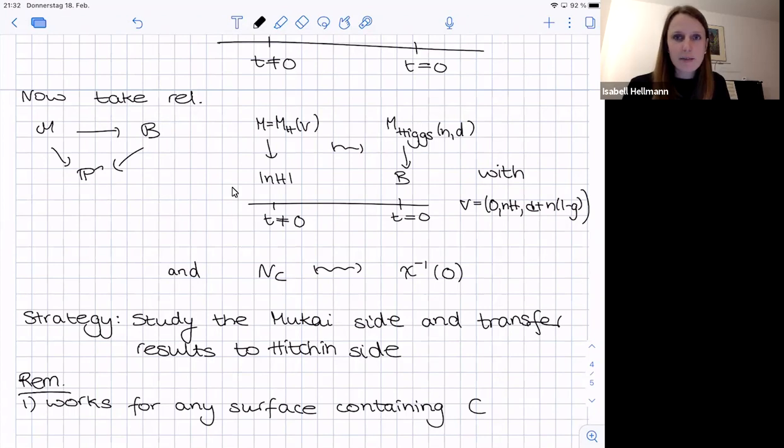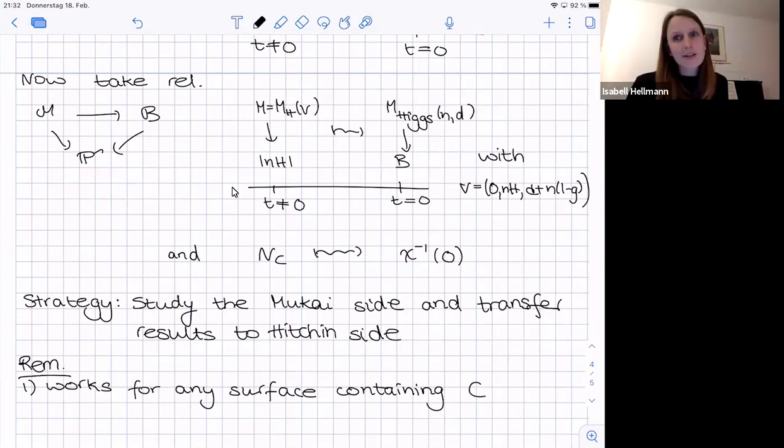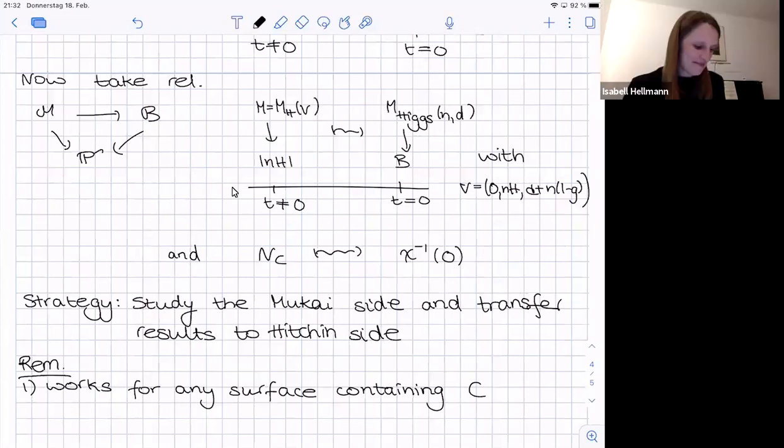So they start with an abelian surface containing C. Wait a minute. I don't think they totally proved the P equals W conjecture, but just for the genus equal to 2 case, right? Yeah, they only proved it completely in the genus 2 case, exactly. And they almost proved it. Yeah, that's true. There's a little step missing at the end.